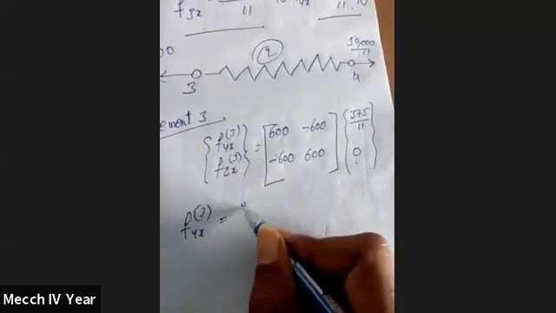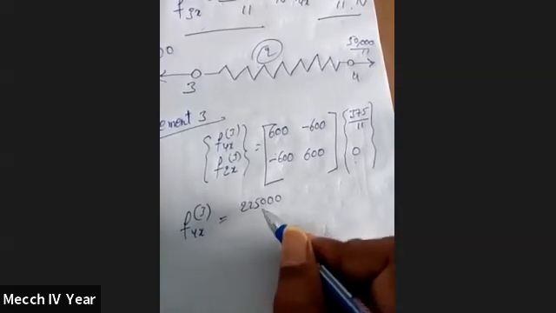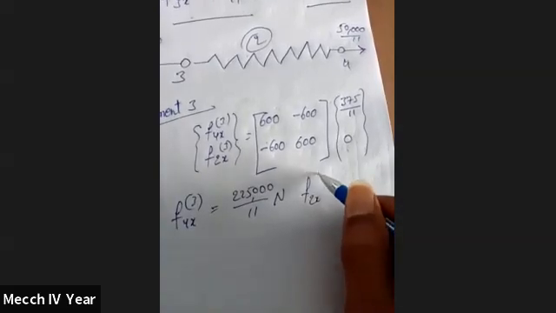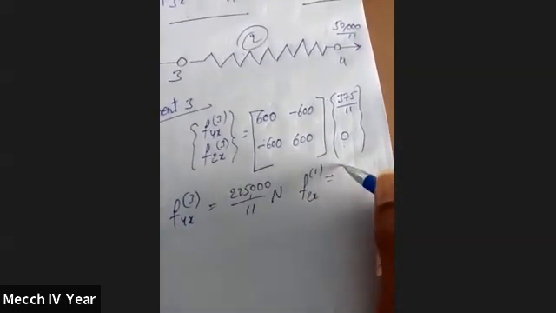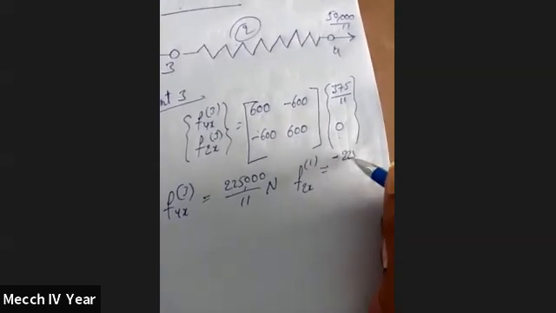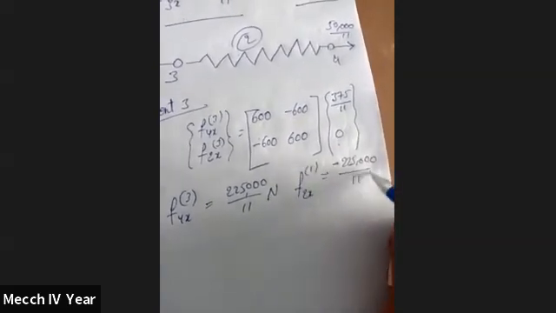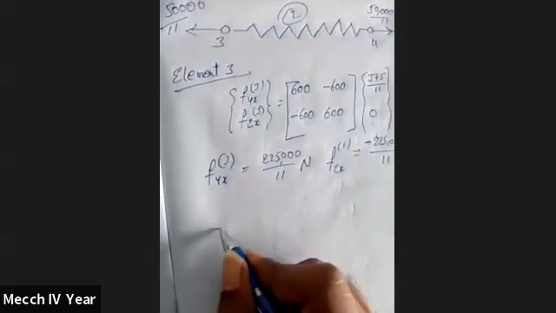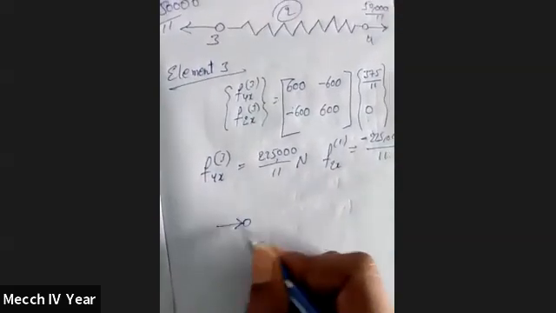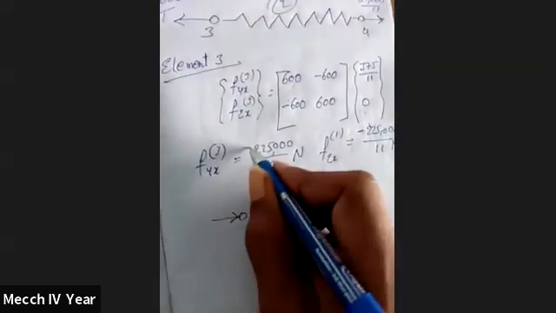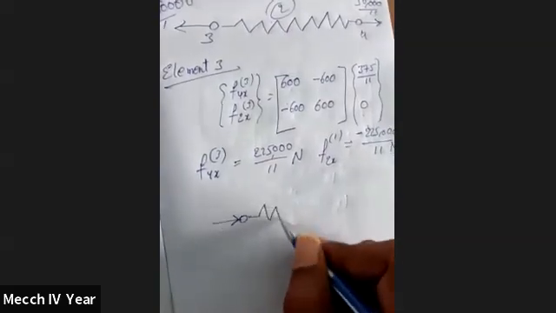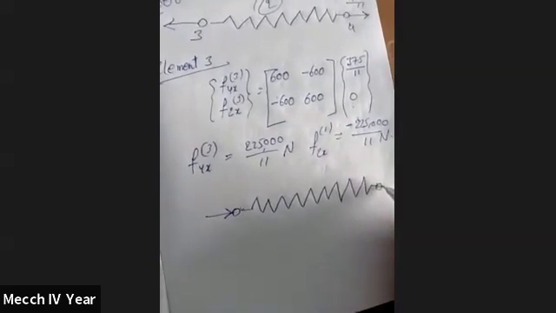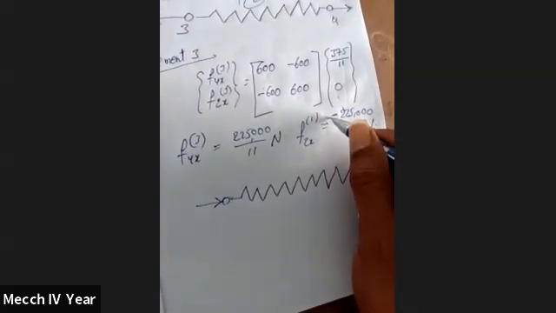Force is equal to 22500 by 11 newtons. Next, here also we are going to simplify this. We will get the force at 2x as minus 225 by 11 newtons. This one is also the same. So we are going to draw the free body diagram of element 3. The force acting in the forward direction is called positive direction. The element is drawn like this, and this is negative, because it takes the opposite direction.